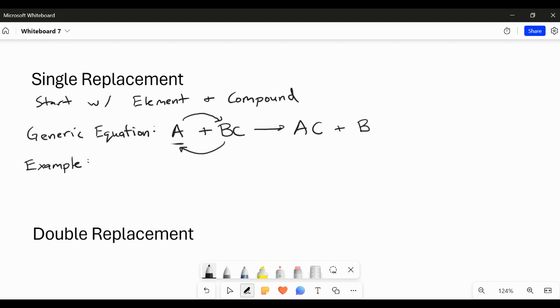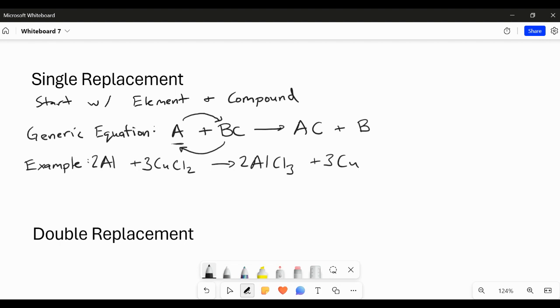would be, let's take it from our lab, aluminum plus copper chloride becomes aluminum chloride plus copper. And if we balance this out, this has to be a 2, this has to be a 3, this has to be a 2, and this has to be a 3. So you can see aluminum switches out with copper. Aluminum becomes bound to the chlorines and forms aluminum chloride, and copper is ejected and it forms the elemental form.